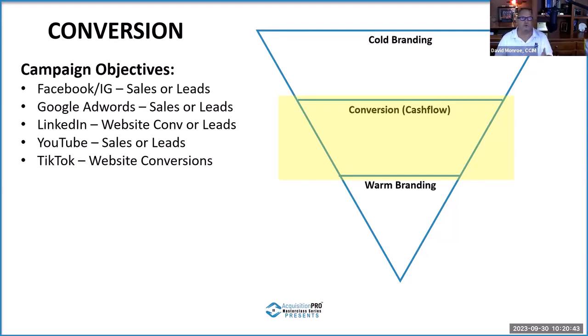YouTube, which is also Google AdWords. YouTube doesn't have its own separate network. You actually go into Google AdWords to run YouTube ads. Before you select your objective, it'll ask how you want to run that ad: in their audience network, in their search network, or through video. If you select video, then it knows it's a YouTube ad. And then, of course, TikTok, they call it website conversions.